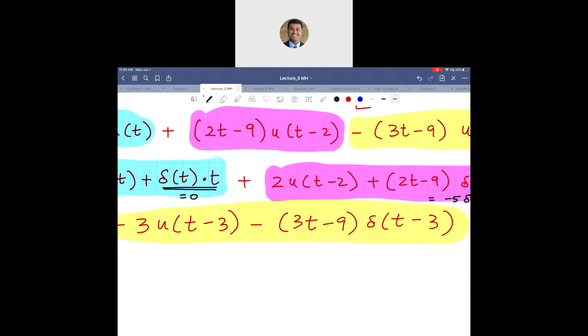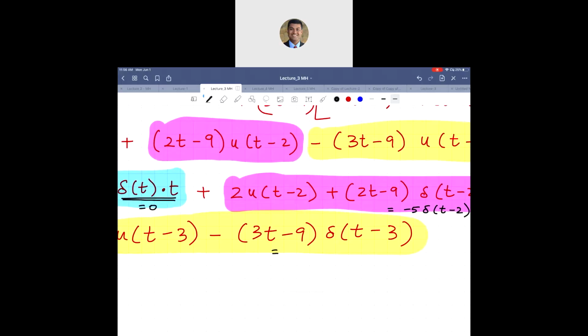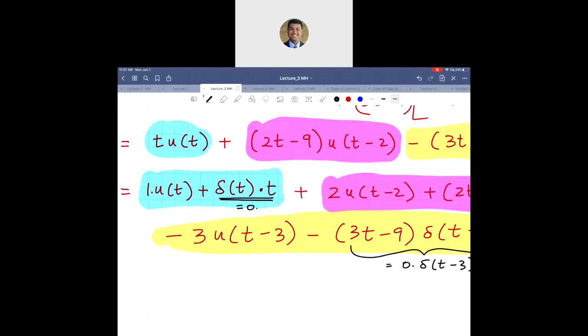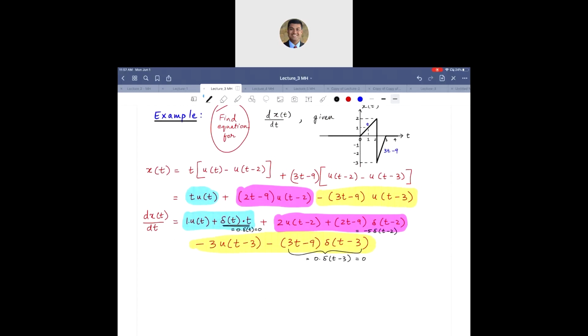And then another delta function that I need to evaluate is right here. So for this one, I need to evaluate the function at 3. I'm going to leave out the minus sign up front as is. 3t minus 9, so that's 0, gone. So it's 0 delta of t minus 3, which is 0. Similarly, over here it is 0 times delta of t, which is 0.